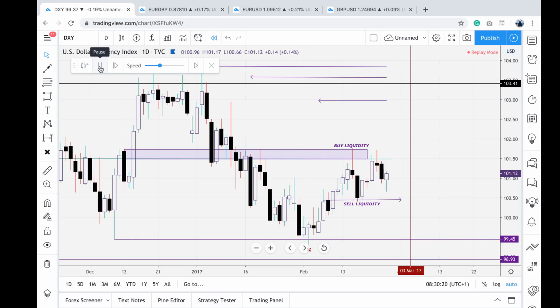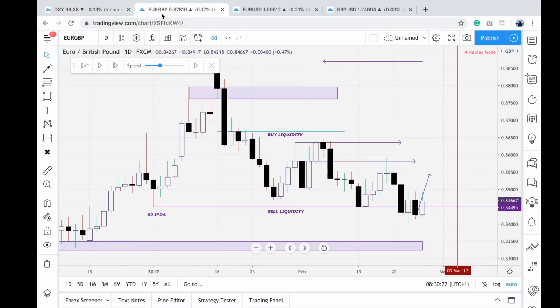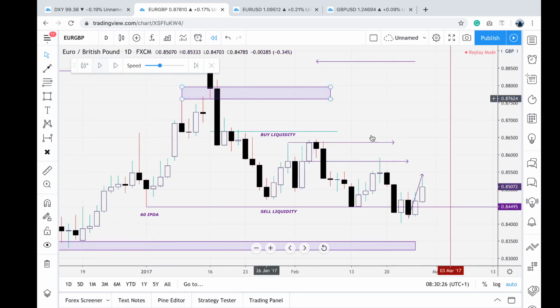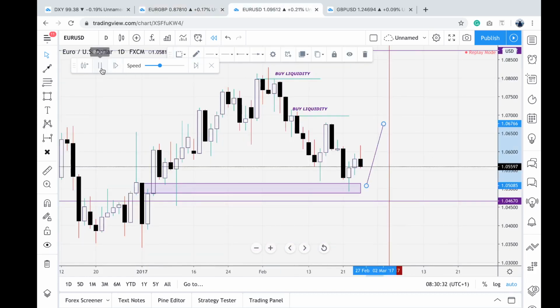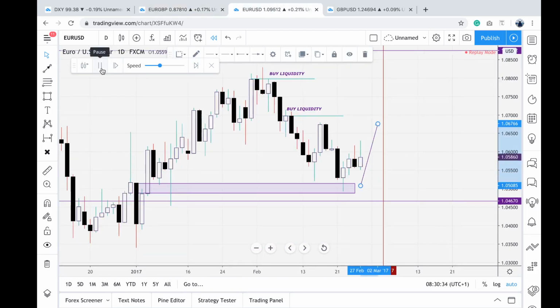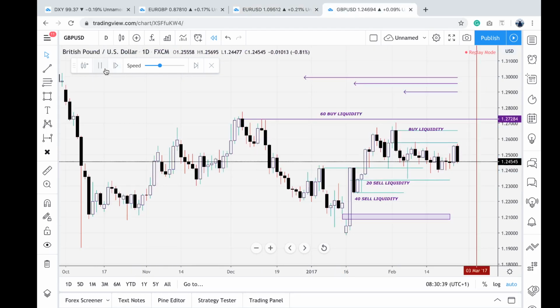So let's see Monday's price action. Monday's price action on DXY, no real difference. Monday's price action for Euro Pound: bullishness. So we're actually correct on this analysis, bullishness on Euro Pound. Euro Dollar, let's see what Euro Dollar actually does. No real change in Euro Dollar. British Pound, same range.